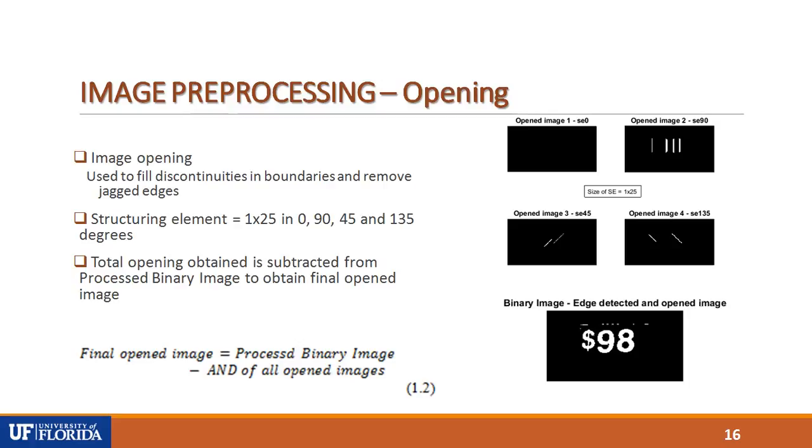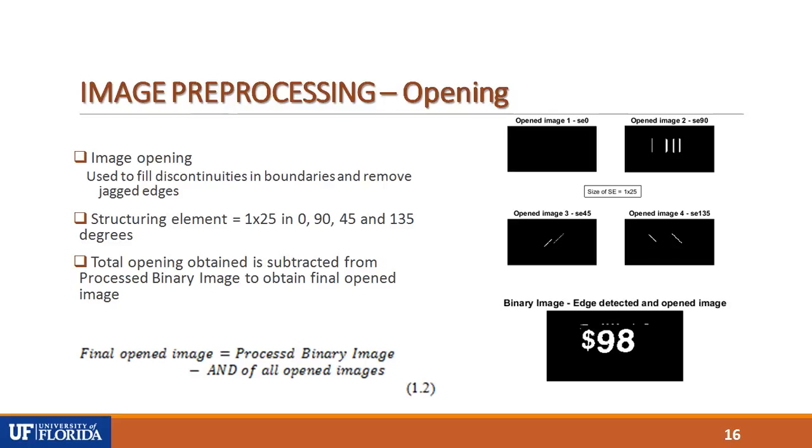recognition. The next step in image pre-processing is image opening. Image opening is used to eliminate further discontinuities in the image and remove jagged edges. Here a structuring element of 25 ones is used in different directions, 0, 90, 45, 135 degrees, and opened images are shown on the slide. All these opened images are combined to form a single opened image. This single opened image is subtracted from our binary processed image to obtain a finally fully connected image, as shown in the slide.